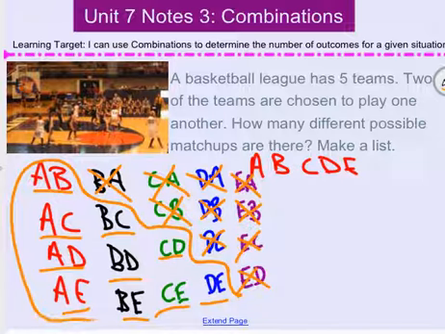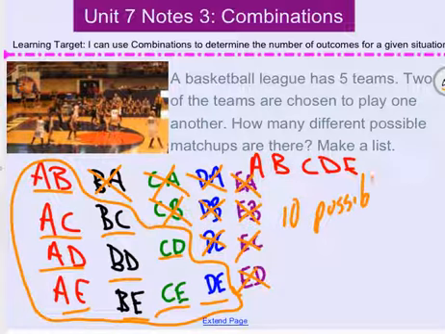So then, how many games actually need to be played so everybody gets to play each other? 4 plus 3 is 7, plus 2 is 9, plus 1, 10 possible matchups.